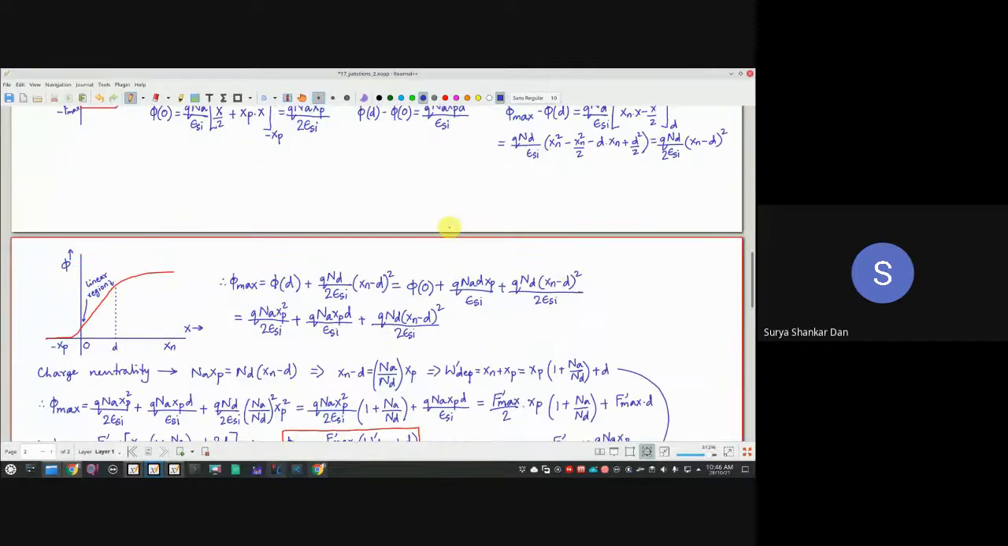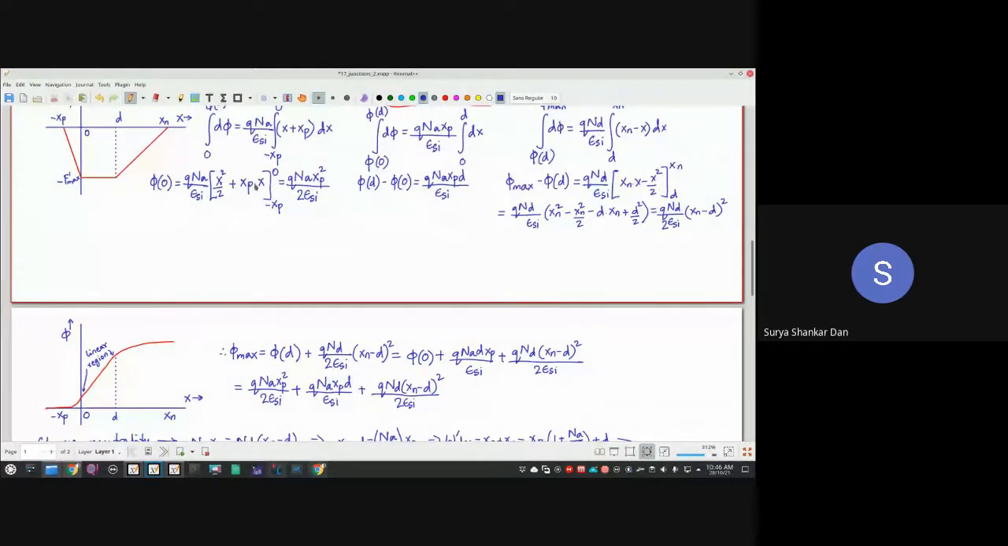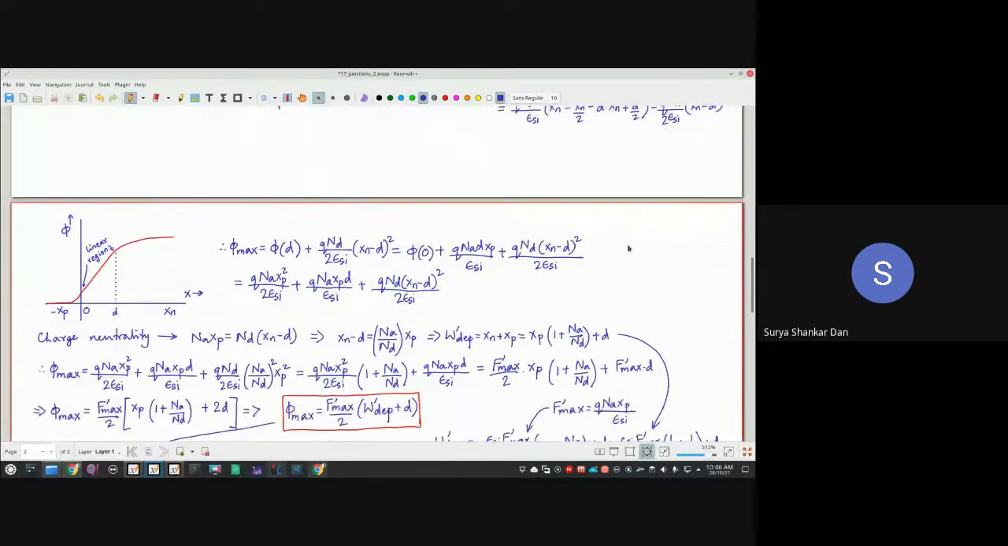Now if we want to draw this phi 0, phi d, phi and phi max, you are essentially going to get an expression like this huge one. Now what is the interesting thing?